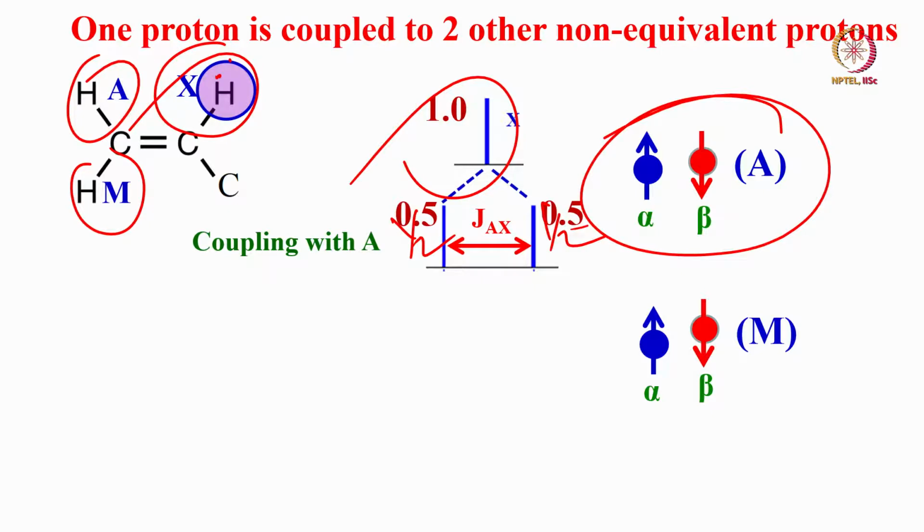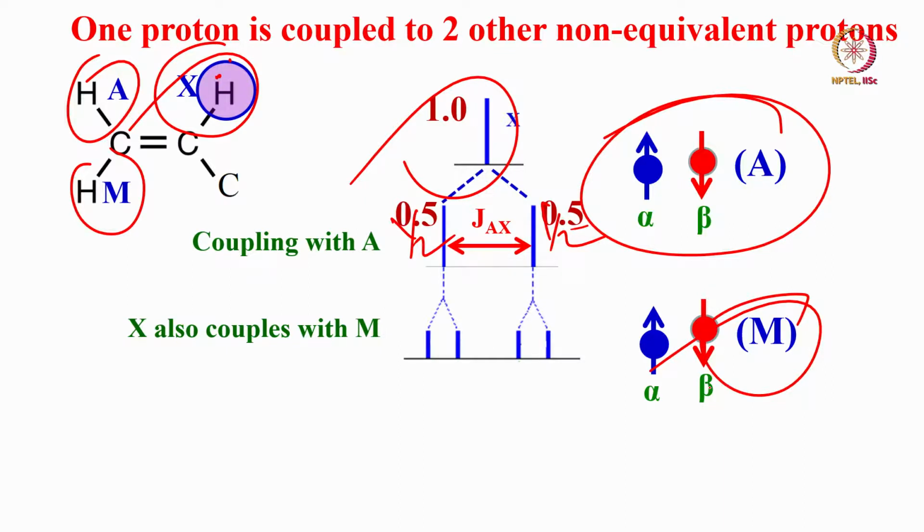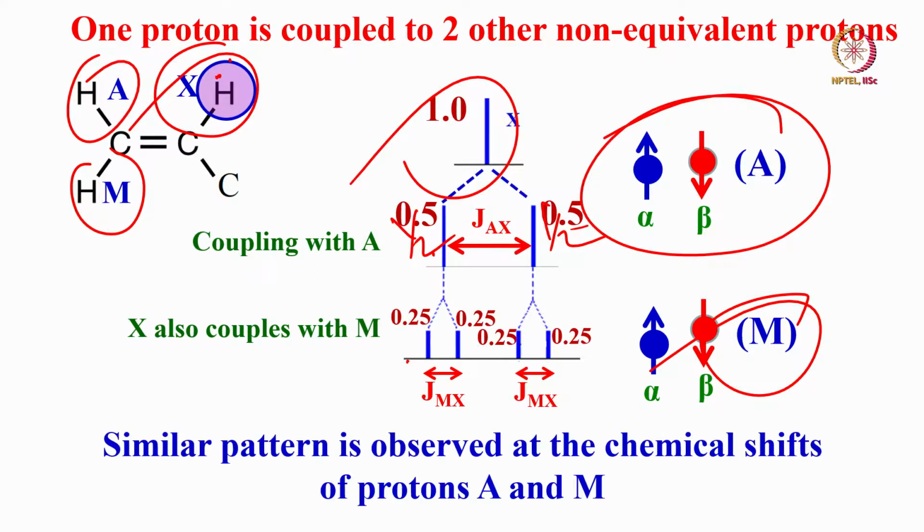Now simultaneously it can also experience coupling with M. M is again in alpha and beta states. Again each line will become half. Now what is the intensity? 0.25, 0.25, 0.25, 0.25, and this separation gives you the coupling strength between M and X. This is JMX, and this is JAX coupling.